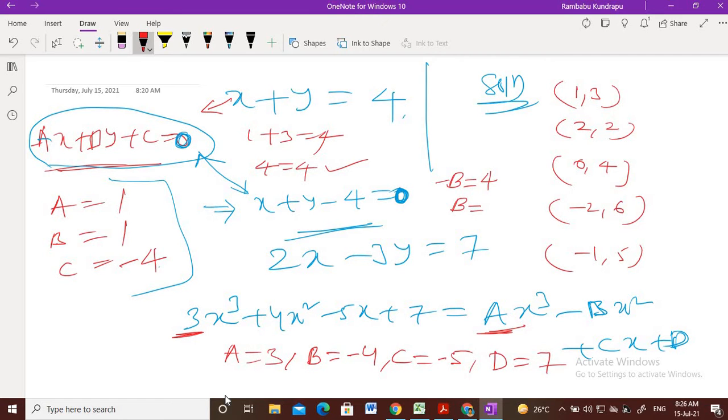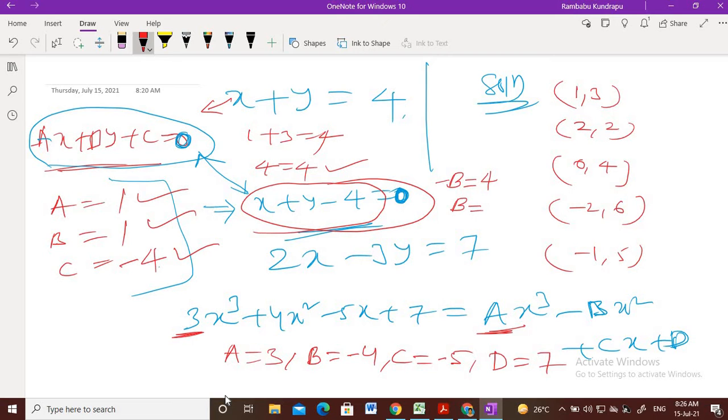So like this here also, compare x plus y minus 4 is equal to 0 with ax plus by plus c is equal to 0. A is equal to 1, b is equal to 1 and c would be minus 4. Only 1 mark questions are there. So finally there are infinite number of solutions for a linear equation in two variables.